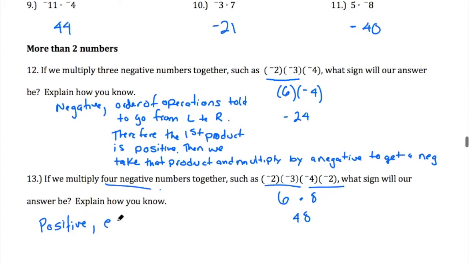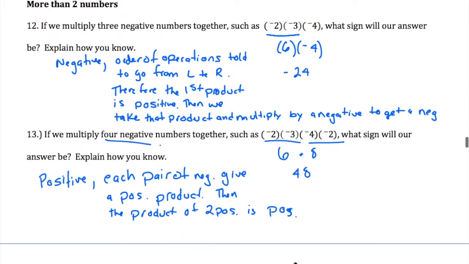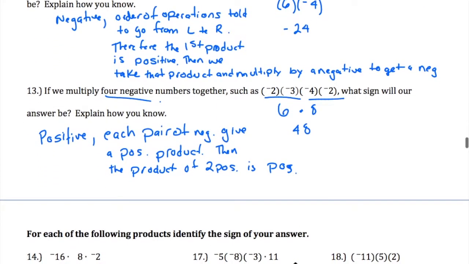And we can say each pair of negatives gives a positive product. And then the product of two positives, of course, is positive. Okay, great. Let's continue to look at this and see if we can make some conclusions.